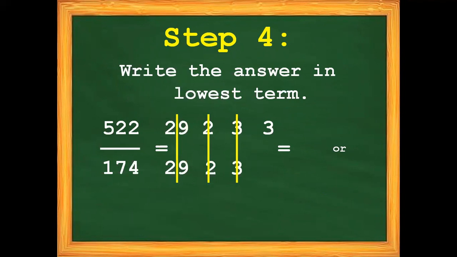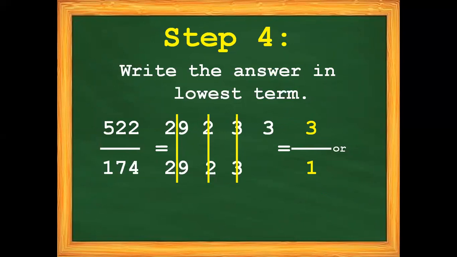In this case, the remaining number in our numerator's place is 3, while in the denominator's place, there is no number remaining. So we will put our special number, and that is 1. So that is 3 over 1.